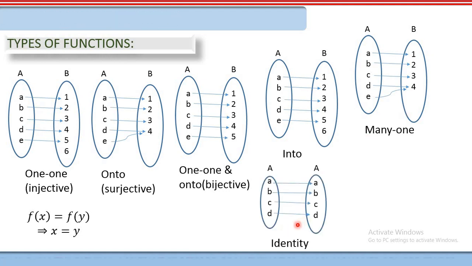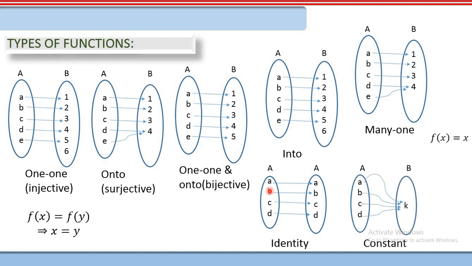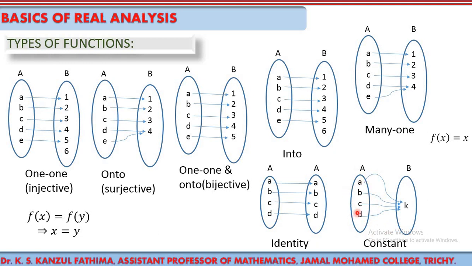And another function is the identity function. Identity function means a function maps each element to itself, that is, a to a, b to b, c to c, d to d. This function can be defined as f(x) equal to x. Another function is the constant function. Constant function means all elements of A map to a particular element k. That is, f(x) equal to k for all x belonging to A. Similarly, in the identity function, f(x) equal to x for all x belonging to A.